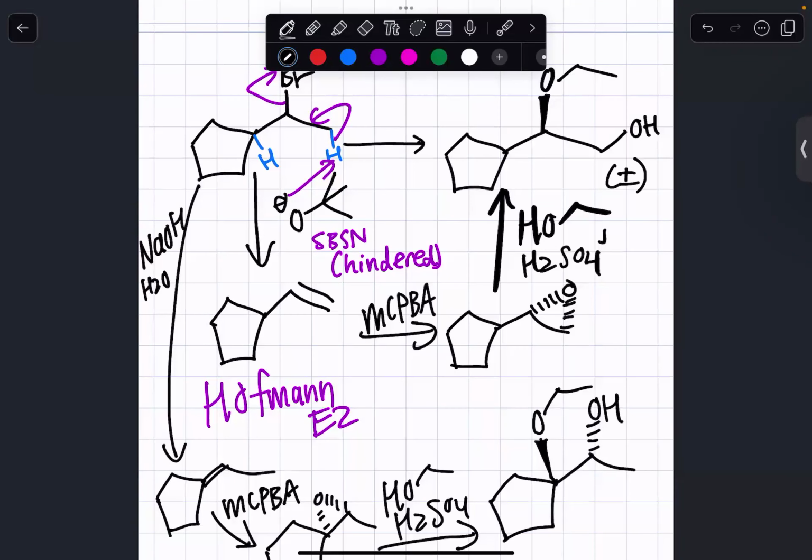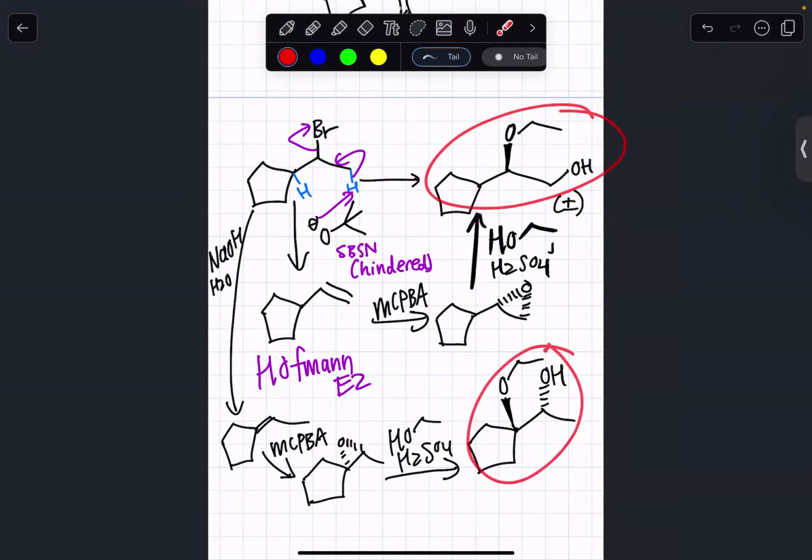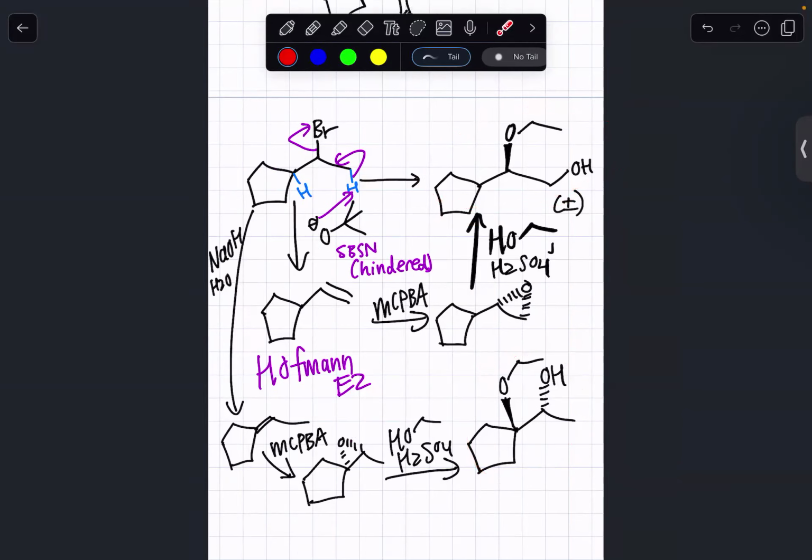Water. So it depends on what your product is here. For this product here, you want to use the Hofmann reagent. For this product here, you want to use the Zaitsev reagent, right? This is Zaitsev.